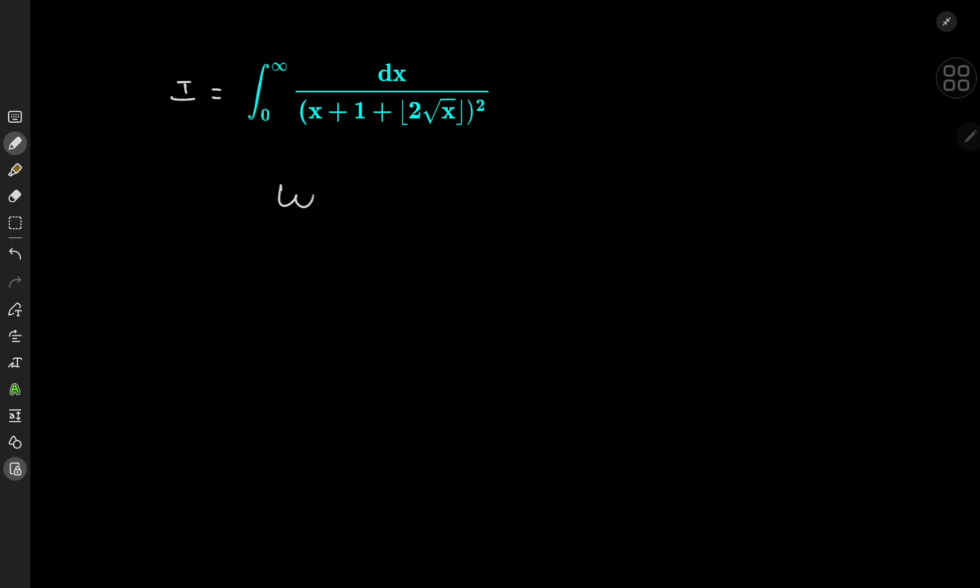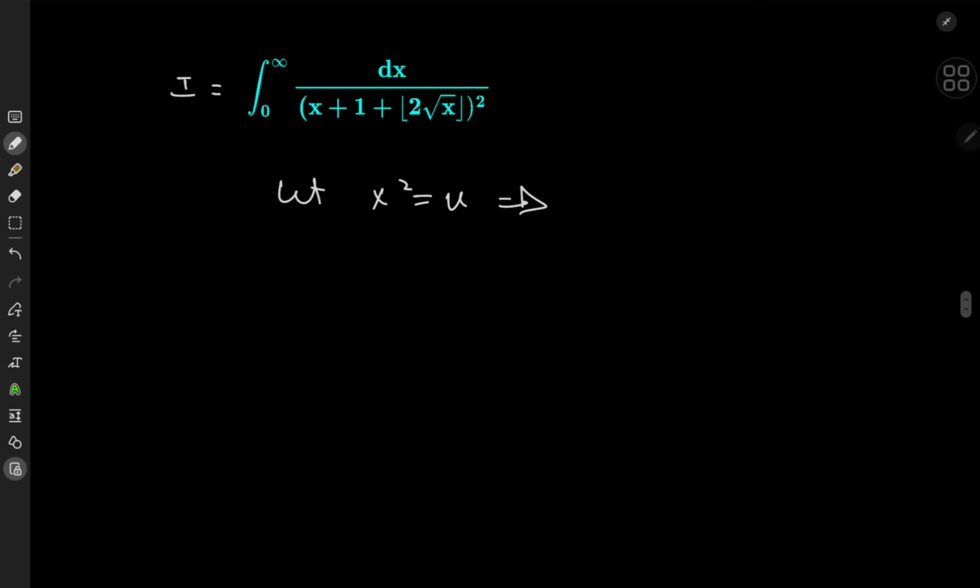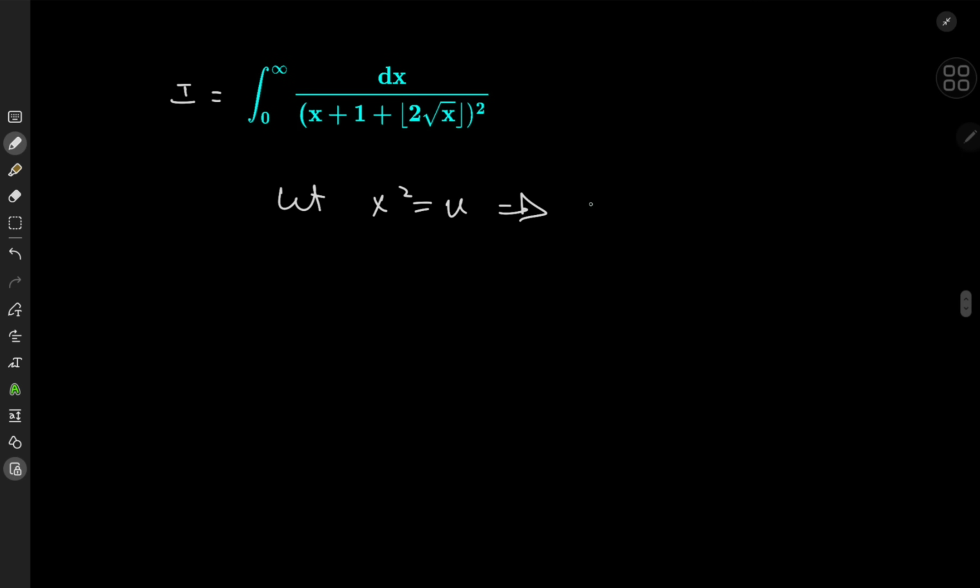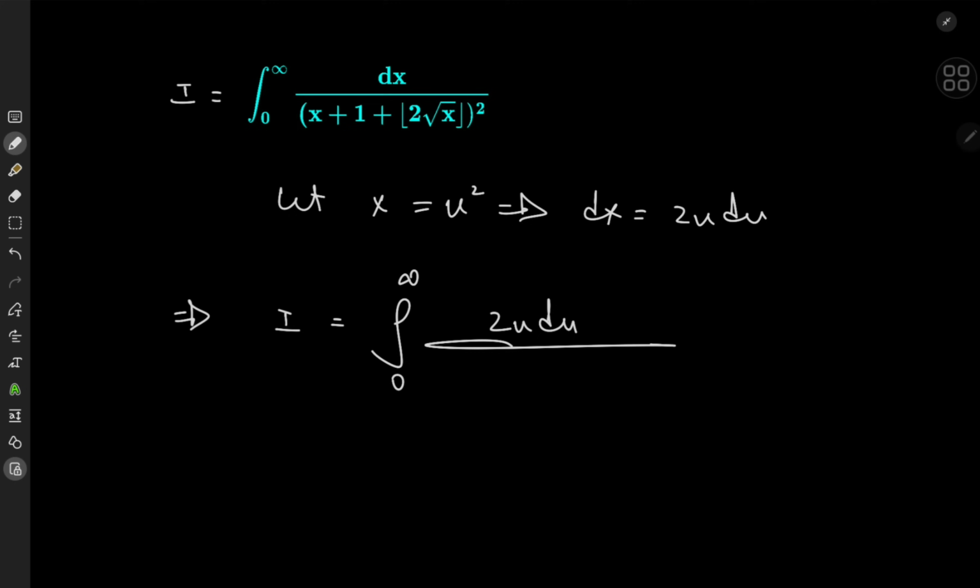Okay, cool. So we'll let x equal u squared to get rid of the square root again. We're doing that quite a bit today. Wait, I was supposed to let x equal u squared rather. Yeah, that makes sense. So dx equals 2u du. And the limits of integration are clearly not bothered. They're still going to be 0 to infinity. And we have 2u du over x, which is u squared, plus 1 plus floor of 2u, whole thing squared.